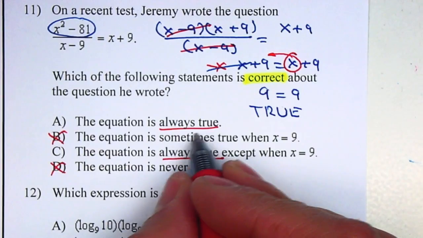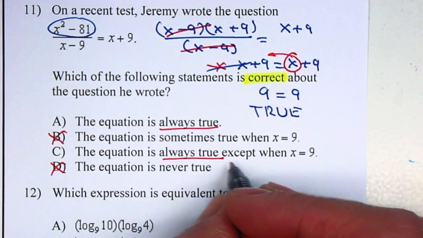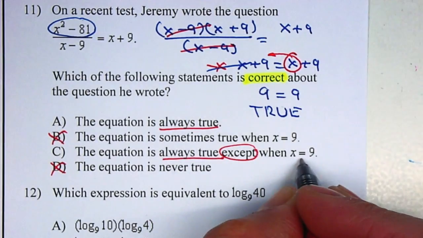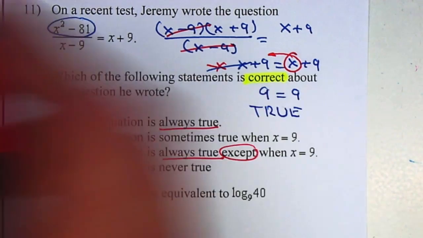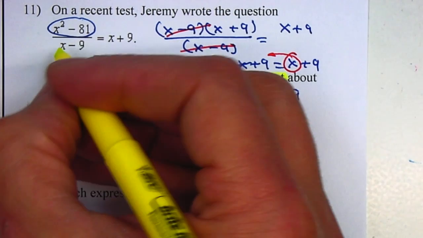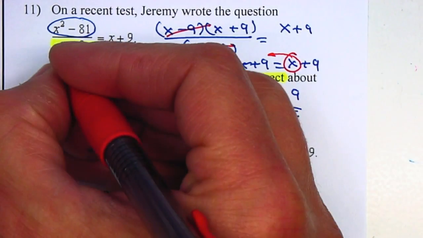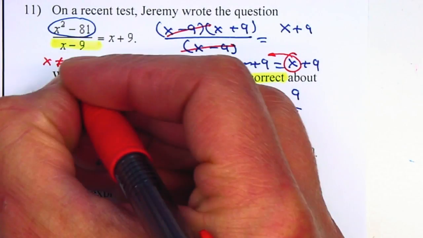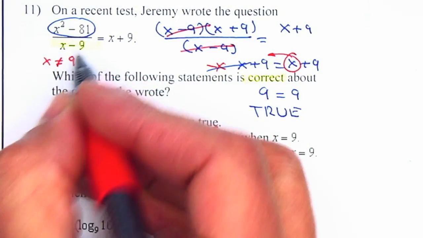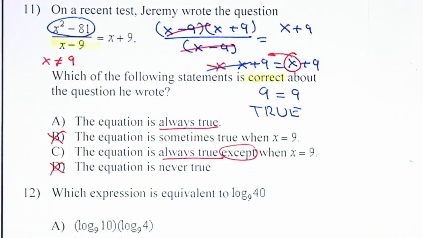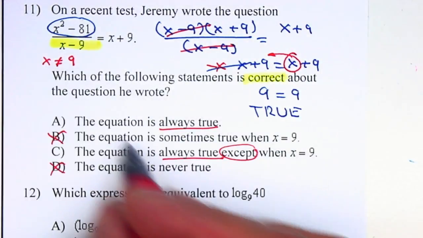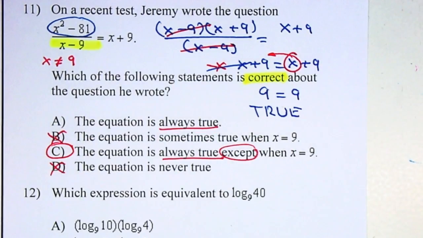A says the equation is always true. C says the equation is always true except when x is equal to 9. Now remember, in this case, we have a denominator that has a variable, and we cannot have the denominator be 0. Therefore, x cannot be equal to 9 because 9 minus 9 will make that 0. Since we have a restriction or an exception, the answer is C.